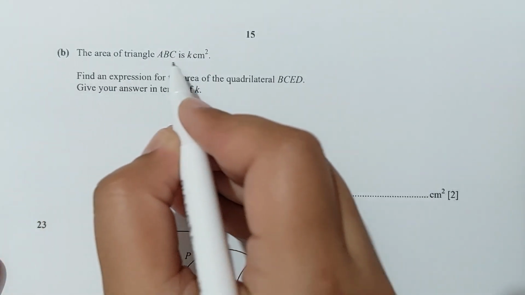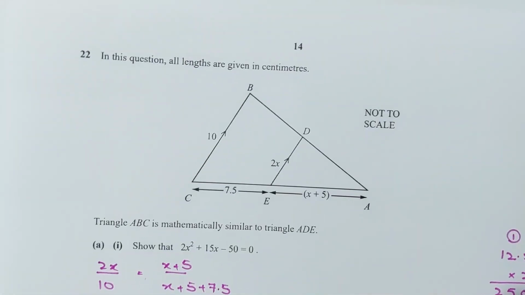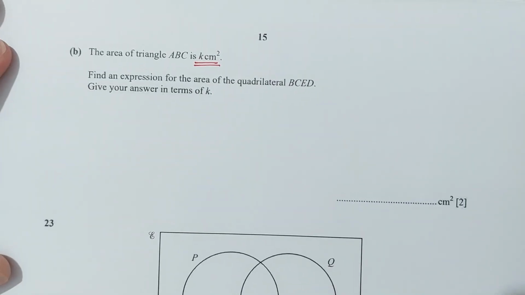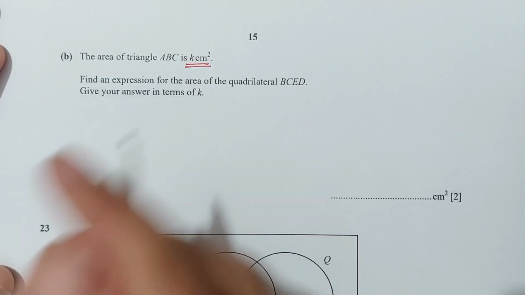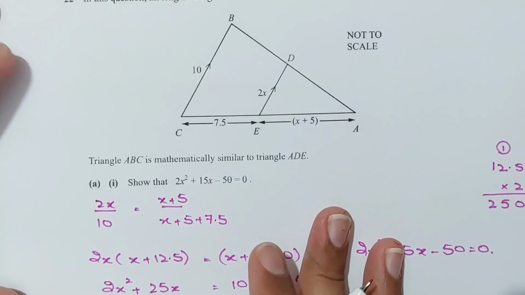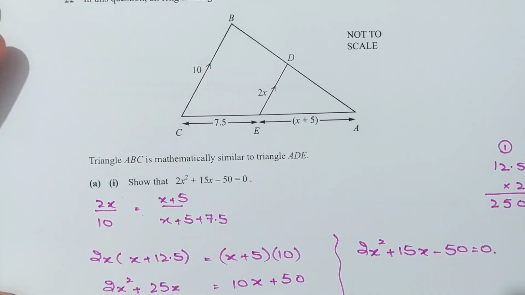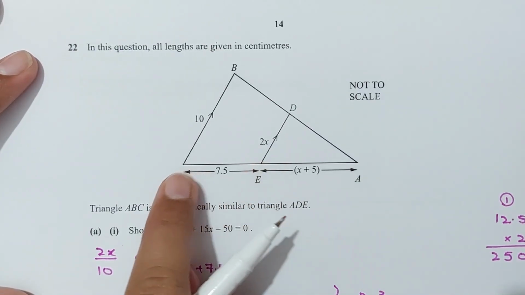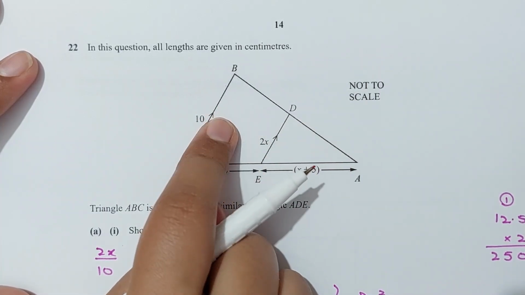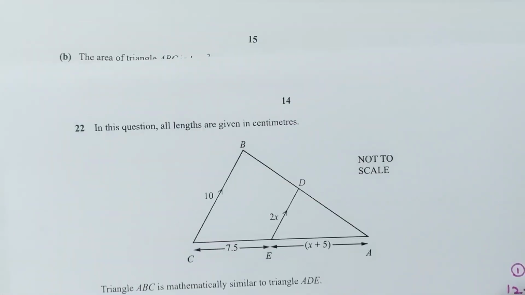Now for part B, the area of triangle ABC is k centimeters squared. This is the area of the bigger triangle, given to us. Now find an expression for the area of quadrilateral BCED, giving your answer in terms of k. The area of the quadrilateral is equal to the area of the bigger triangle minus the smaller one.